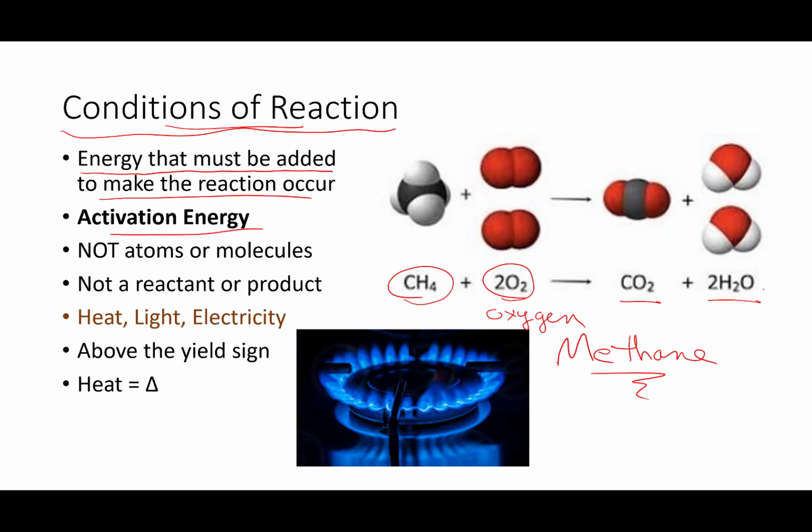Now, you have to add something to make this happen, and that condition of reaction can be added in the equation, but it's not put in the equation, it's often put above the yield sign. And if you need to activate the reaction with heat, very often it is done with a little triangle, and the triangle means the addition of heat.